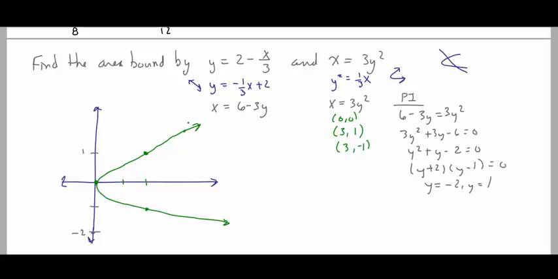Now for this other one, I kind of want to stick with this form just because that's easier to graph. So this is a y-intercept of 2. Okay, so that's going to come up here 2 units. And then the slope is a negative 1/3. And I know that my points of intersection are at y equal 1, so that's got to be this point. And then my other intersection is at y equal negative 2. I'm going to resketch this.